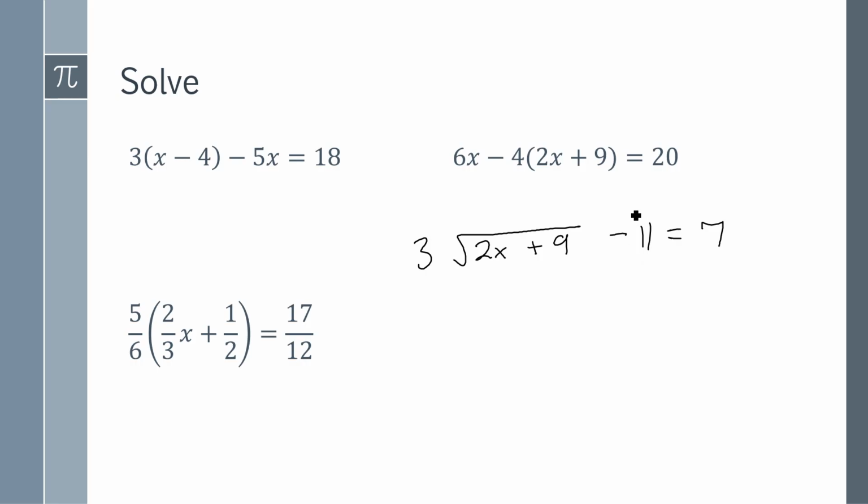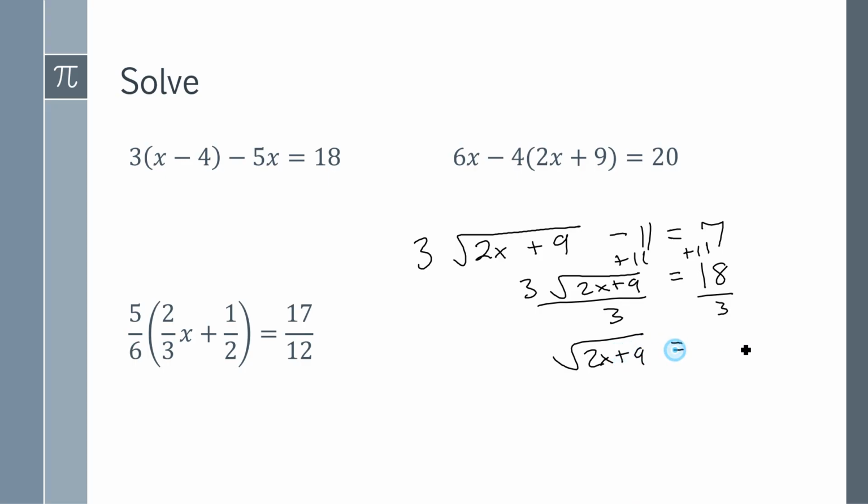So I'm going to undo this minus 11 first. That gives me 18. So I added 11 to both sides. I copy all the rest of this down. So I have 3 root 2x plus 9. Now, to undo this times 3. See, I'm trying to get this square root stuff alone. So I'm going to divide both sides by 3. And that gives me root 2x plus 9 equals 18 divided by 3 is 6.